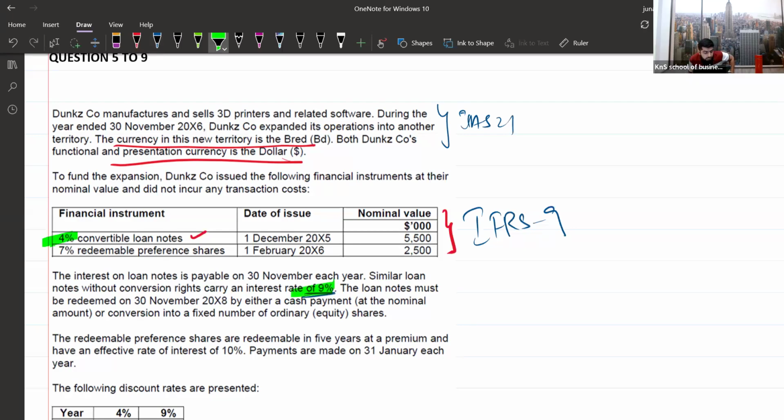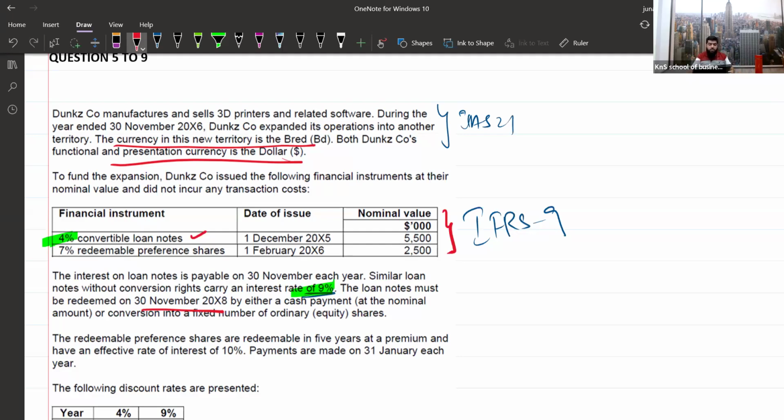Now the loan notes must be redeemed on 30th November 2008, which means the convertible loan note was issued on 1st December 2005. The loan note must be redeemed on 30th November 2008, which means the duration of the loan note is 2006, 7 and 8. That is 3 years. So the convertible loan note is for 3 years, either by paying the cash, or there is another option.